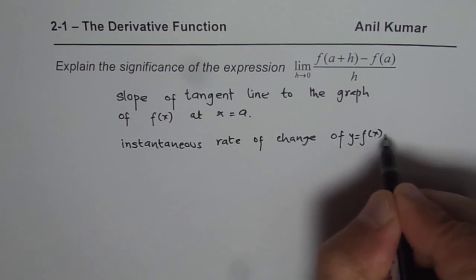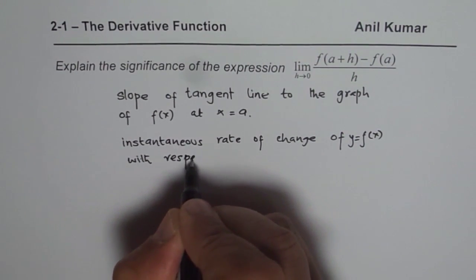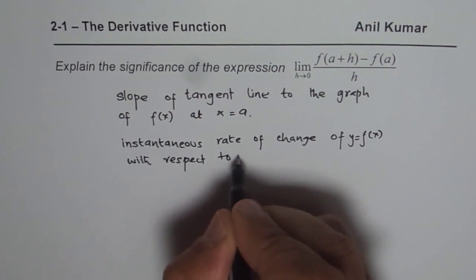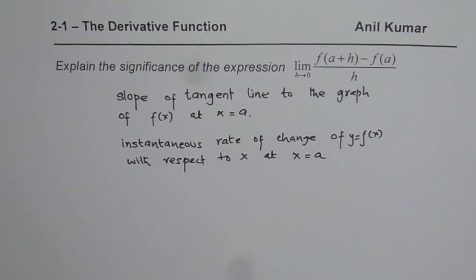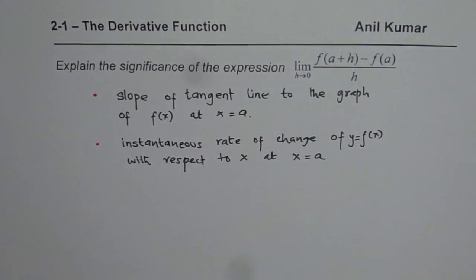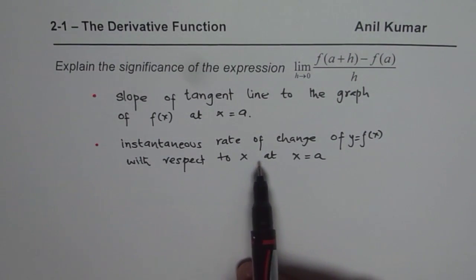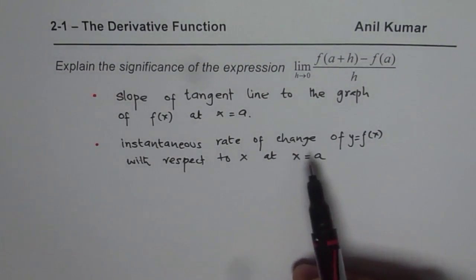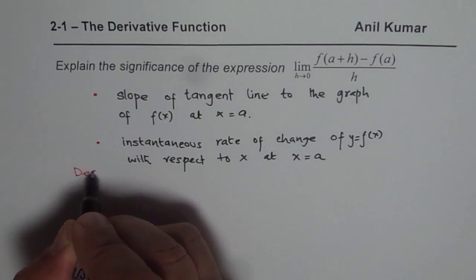We can write y equals f of x with respect to x, the independent variable, at x equals a. So these are two very important applications of this particular expression. These are the two ways we have used this expression in the previous chapter. So this expression gives us two things, slope and instantaneous rate of change. Now it has such a wide application that we have given it a name, and that name is derivative.